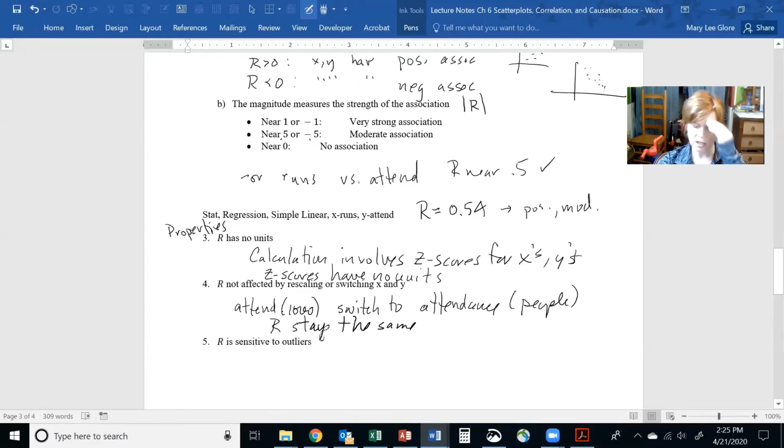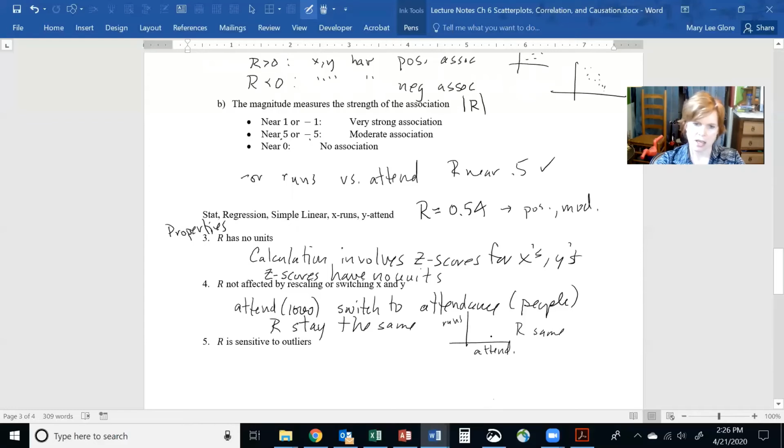All right, so if I rescaled, if I had something in temperature in degrees Fahrenheit and I turned it into degrees Celsius, R would say the same. By the way, the z-scores would all stay the same. So Z had the same property, that rescaling doesn't change your z-scores. It also says if I switch x and y, so if I decided that I'm going to make attendance my x and runs my y, R would still be the same. So switching the x and y axis does not change R.